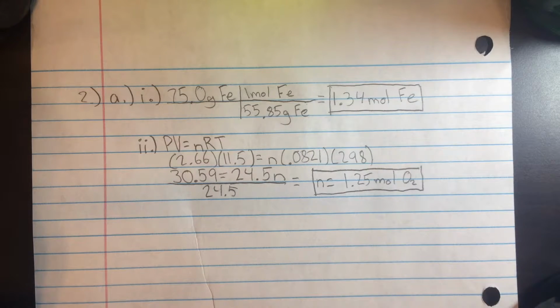Question 2 gives us the equation that iron reacts with oxygen to produce iron(III) oxide, as represented in the equation above, which we will balance later on. A 75 gram sample of iron is mixed with 11.5 liters of oxygen gas at 266 atm and 298 K.